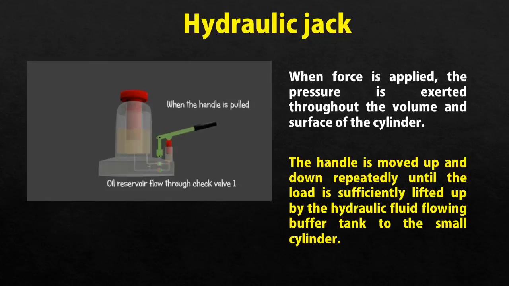When force is applied, the pressure is exerted throughout the volume and surface of the cylinder. Then, the handle is moved up and down repeatedly until the load is sufficiently lifted up by the hydraulic fluid flowing from the buffer tank to the small cylinder.